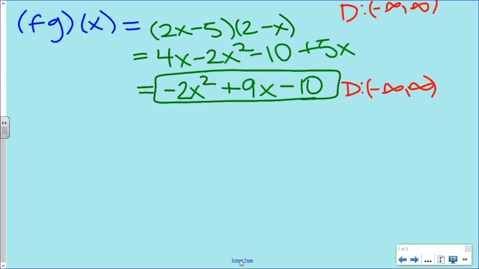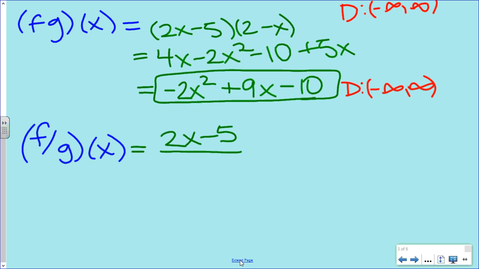Okay. All right. Last but not least, we have f divided by g of x. This is actually going to take the least amount of work, but we have to think more about the domain. Okay? If we're dividing f divided by g, can we simplify that at all? It's tempting, isn't it? But you cannot.